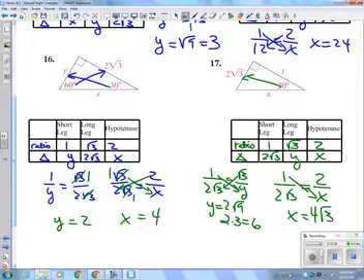See, that's the one thing that's interesting. In this first one, we had 2 radicals. We could multiply them together. But in this one, we have 2 whole numbers that we can multiply together that are both outside.